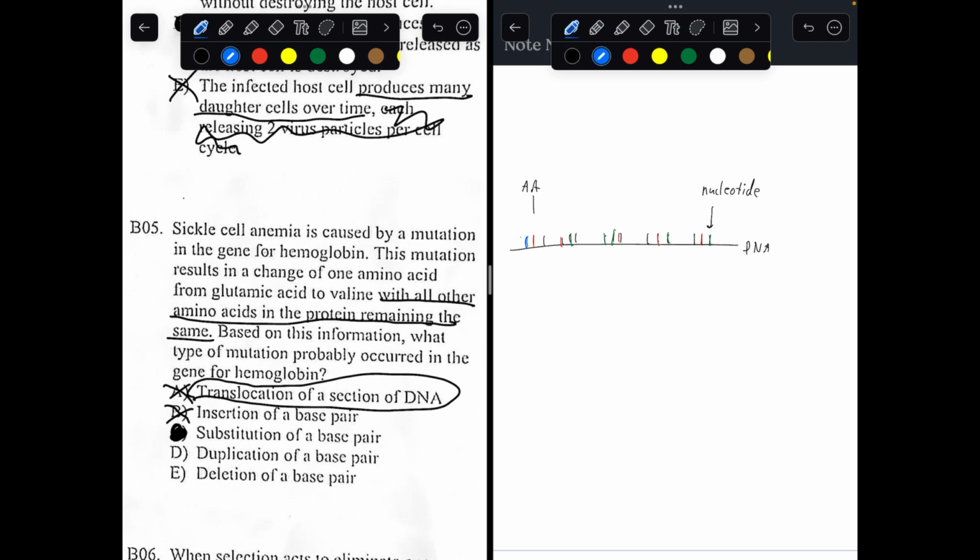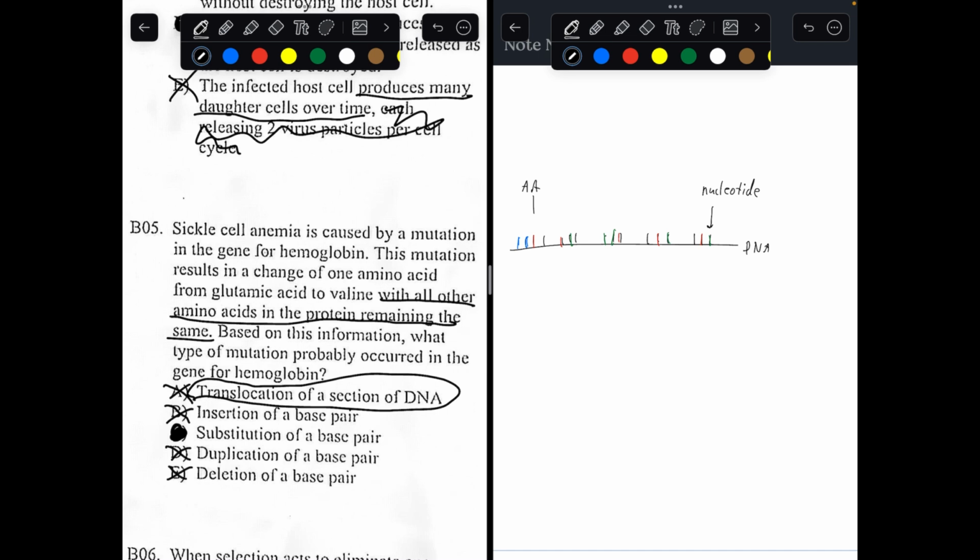If I insert a blue here, what would happen? If I duplicate this one here, what would happen? Instead of having blue, red, black, you'll have blue, blue, red, black, red, green, black, green, green, red, black, red. You're going to have these instead of the normal blue, red, black, red, green, black, and so forth. So duplicating will have the same impact as insertion.